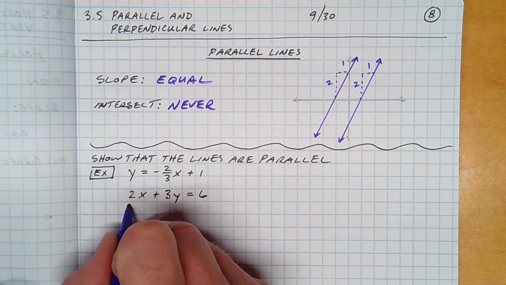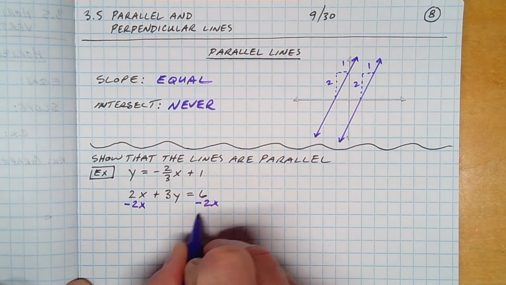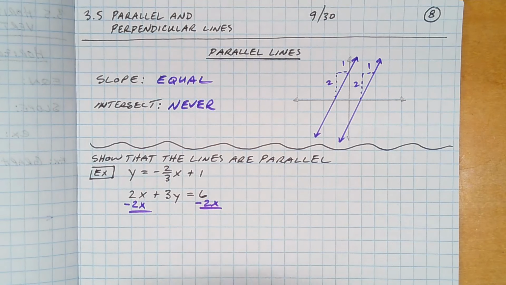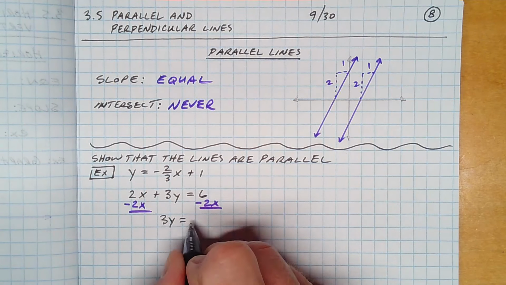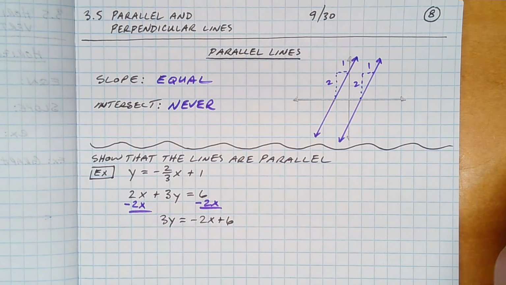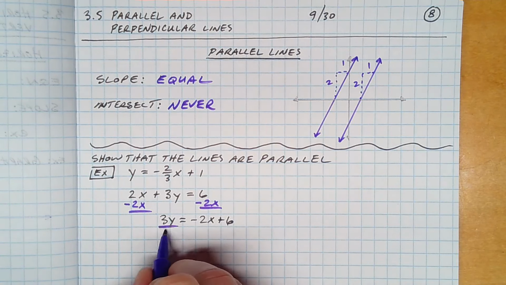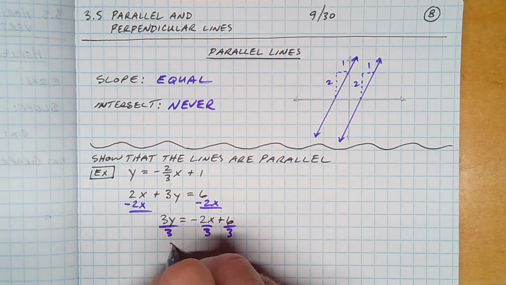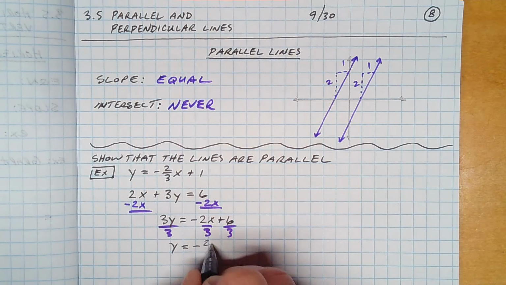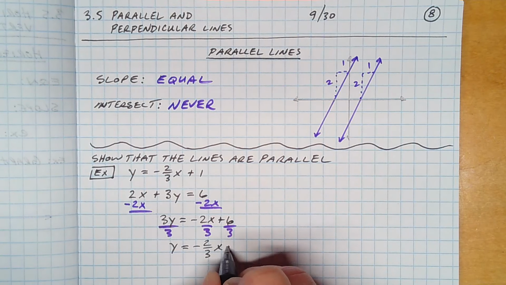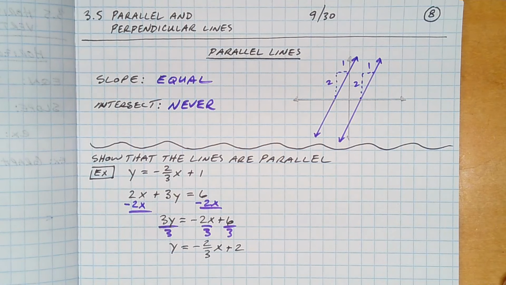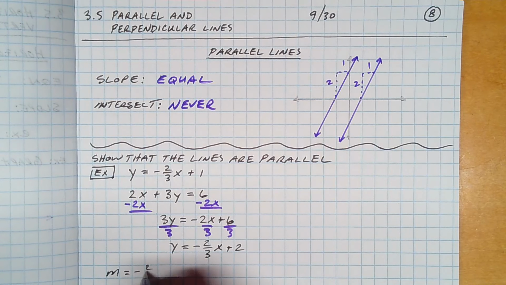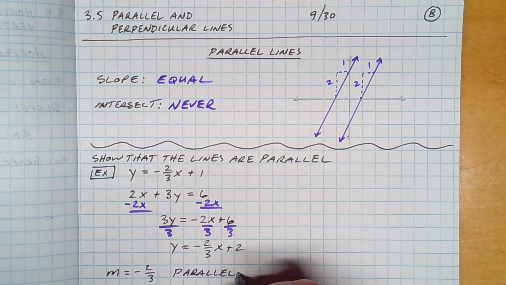My first step is to subtract 2x from both sides, and I end up with 3y equals negative 2x plus 6. Next, I'm going to divide everything by 3. And when I do that, I have y equals negative 2 divided by 3, which I can write as negative 2/3 x plus 2. So what I've shown is that both slopes are equal to negative 2/3. So they are parallel lines. I'm just going to put a check.